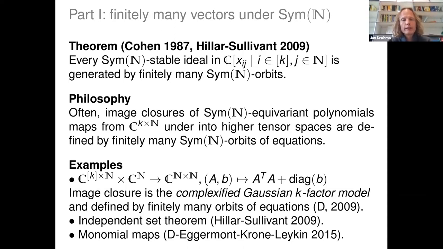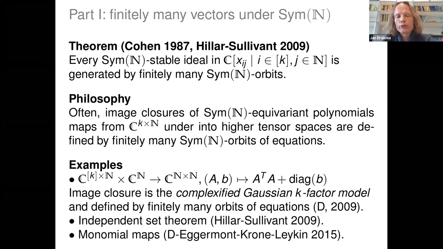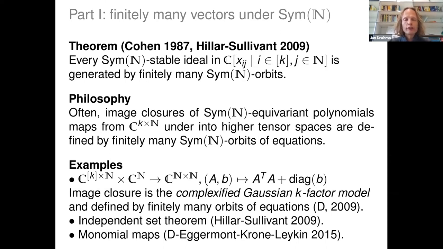this vector B. Now, if A happens to be a real matrix and the entries of B happen to be positive real numbers, then this matrix that you get here is a covariance matrix of infinitely many jointly Gaussian random variables, which are linear combinations of only k factors plus individual noise whose variances are captured by this B. And so if you take the closure of the image of this map, this is called the complexified Gaussian k-factor model. And it was conjectured by Drton, Sturmfels, and Sullivan that the closure of this image is defined by finitely many orbits of equations. And that turns out to be the case.